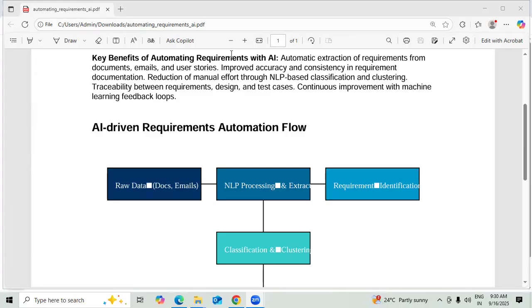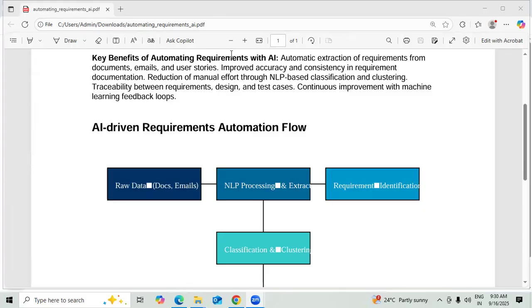So when we want to extract requirements from any documents, emails, and user stories, earlier we used to do it in a manual manner. But using the AI process, which can improve the accuracy and at the same time the consistency in documentation, we reduce the manual effort. So for this, we are using different techniques.